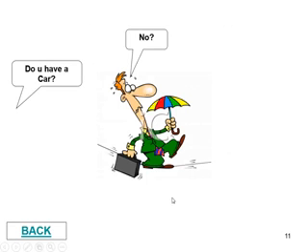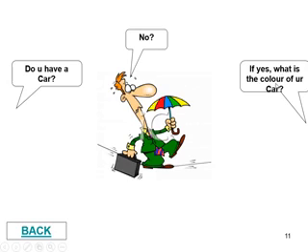Let us have an example like this: do you have a car? This gentleman is walking and someone asks, do you have a car? His answer is no. Then the next question, if yes, what is the color of the car? To that question, in a questionnaire, this individual has answered blue. That means he does not have a car, but he says the color of his car is blue.